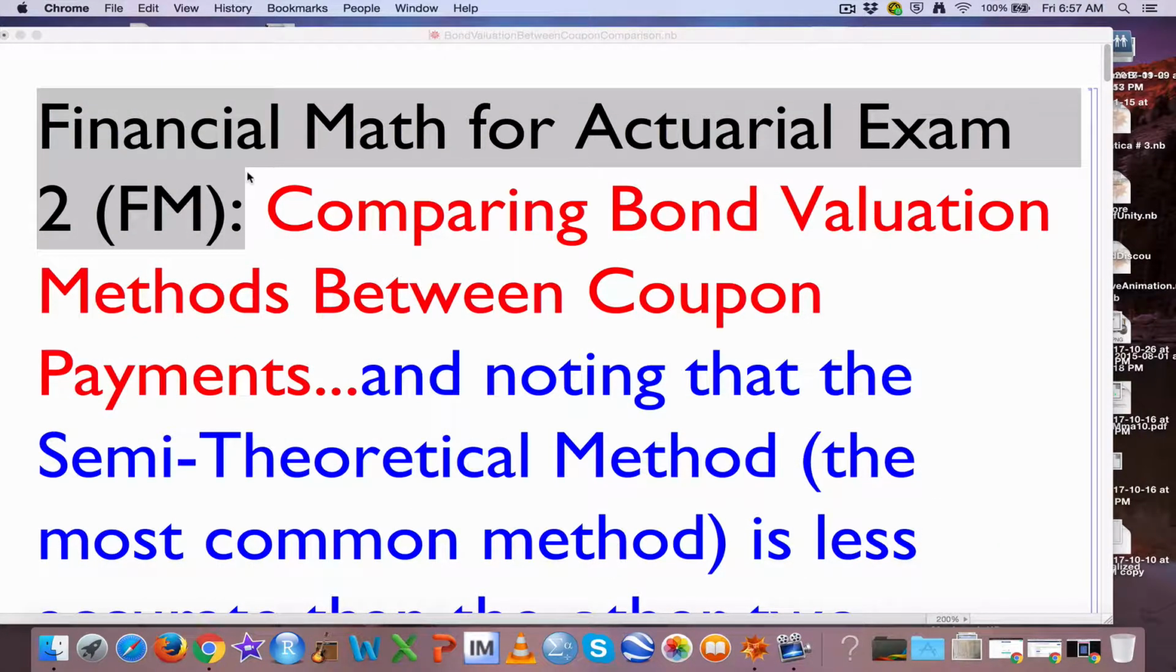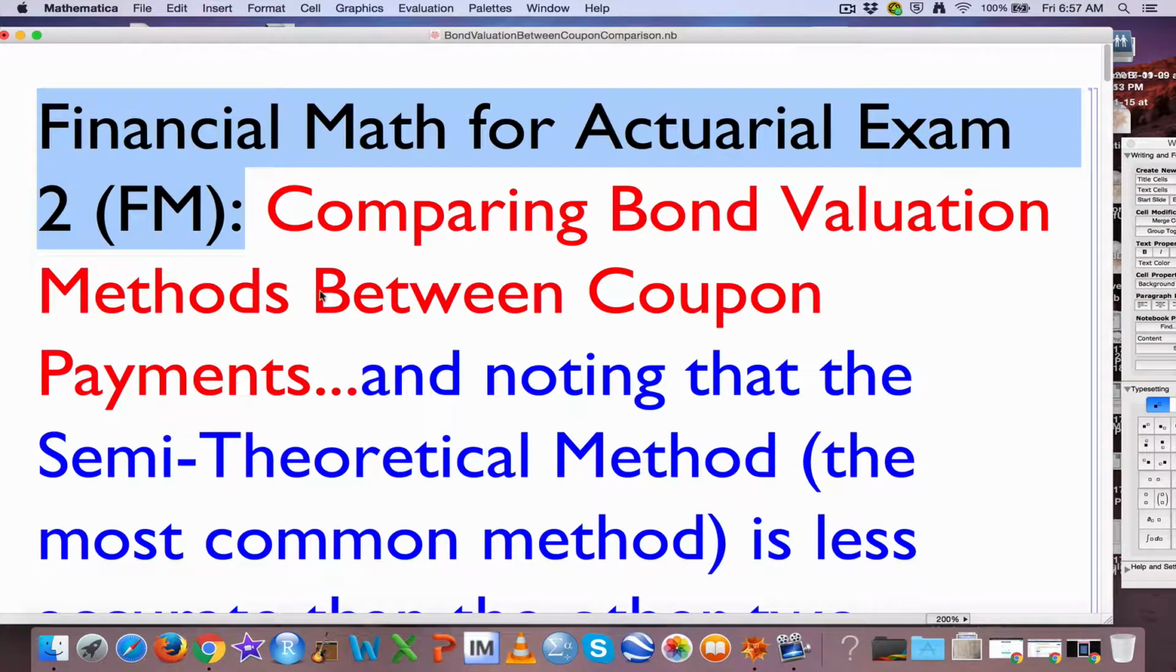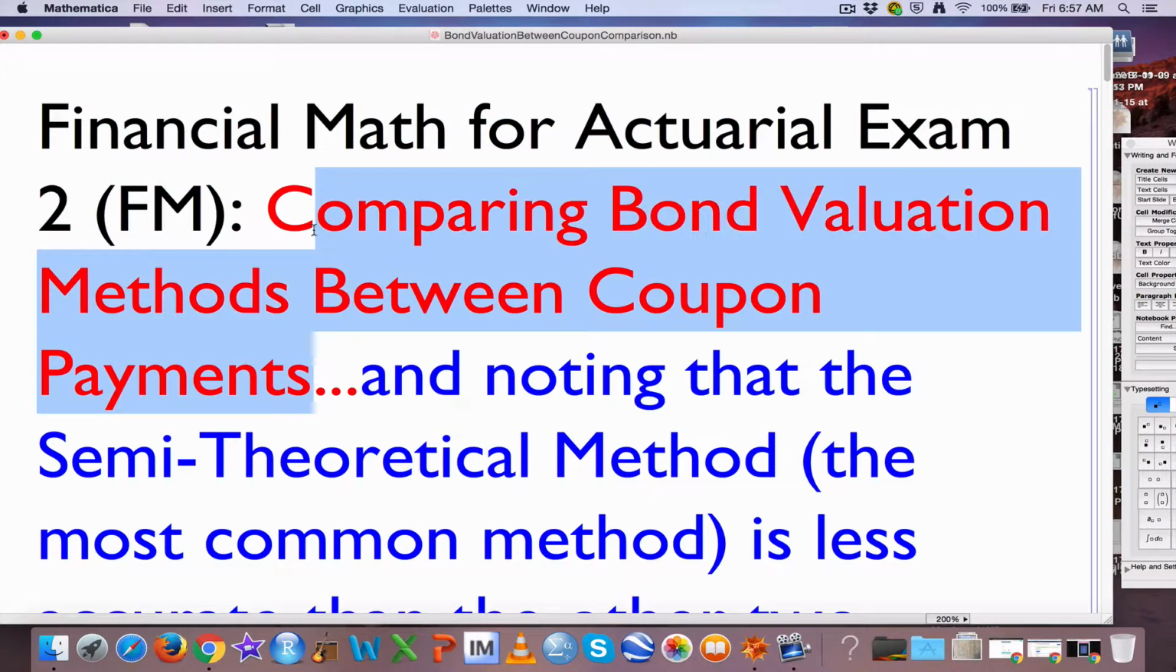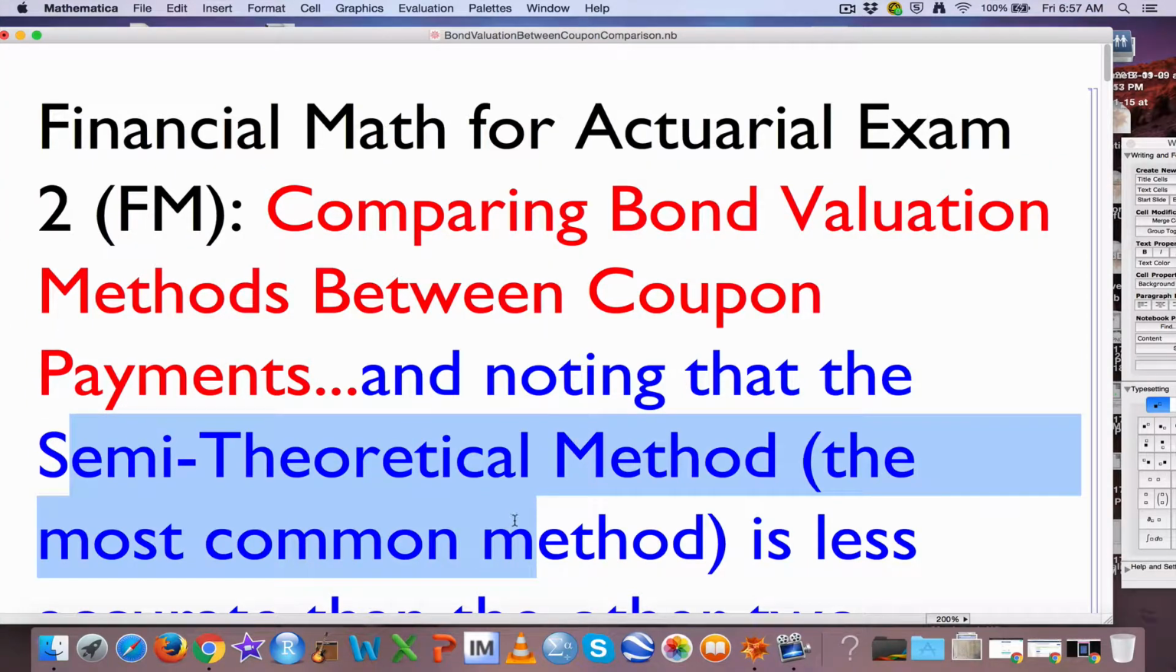Now in the very last video, number 115, we looked at bond valuation methods between coupon payments. In this video I want to compare them. In that last video, the main focus was on the semi-theoretical method, which is the most common method. That's the method that, at least as of 2017, you should know if you are taking Actuarial Exam 2. I did also briefly mention another method called the practical method. There's a third method called the theoretical method that I want to go over in this video as well.